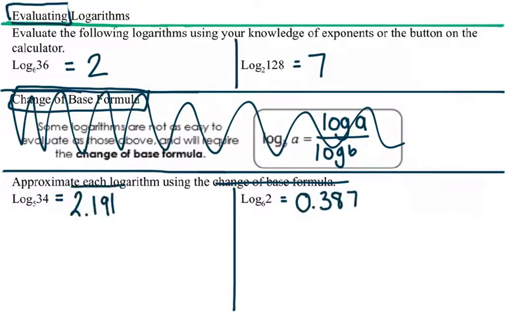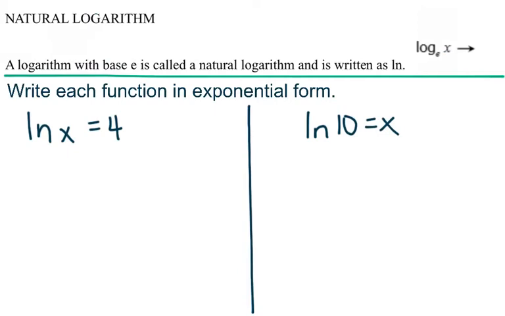Okay, so for the first one, you should get 2.191, unless I've entered something in wrong, which happens a lot. And for the second one, you get 0.387. So these are pretty easy. So evaluate just means to calculate.